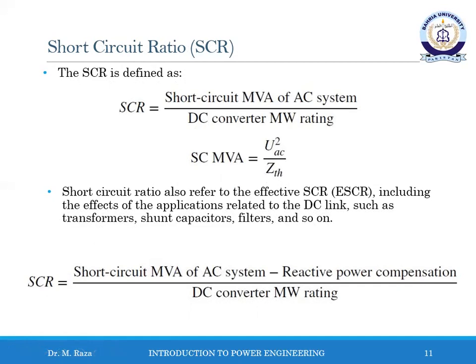SCR can also be referred to as effective SCR, ESCR, whose calculation includes the effects of the application related to the DC link, such as transformer, shunt capacitor, filter, and so on. The effective SCR is defined as the ratio of the short circuit strength of an AC system minus the reactive power compensation to the DC converter megawatt rating.